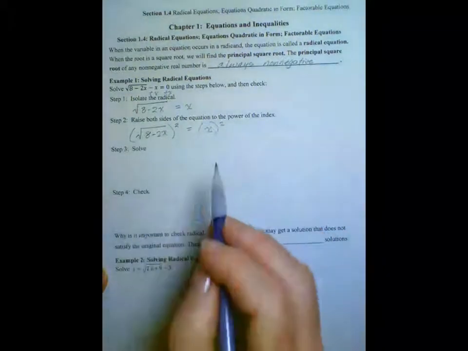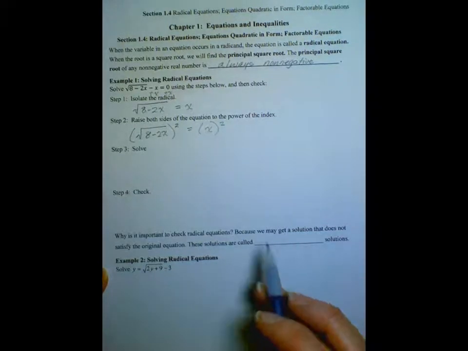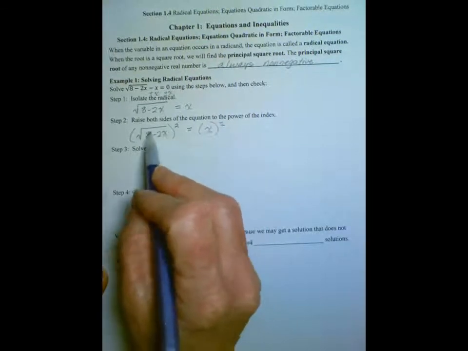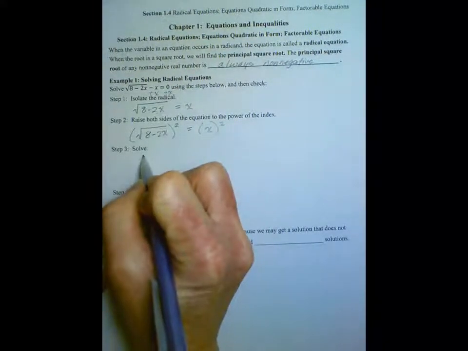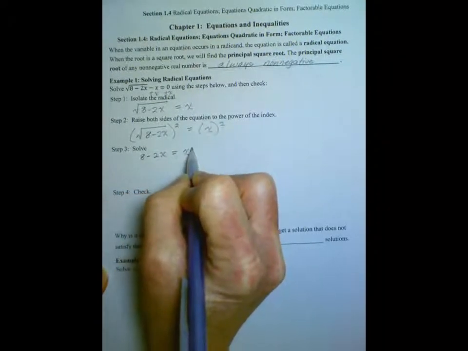Okay, this is the little trick we're using to get the radical off of our variable so we can get the variable alone and find out what x is equal to. When you take the square root and square it, you just get back to what you have in your radicand. So we have 8 minus 2x here and x squared here.